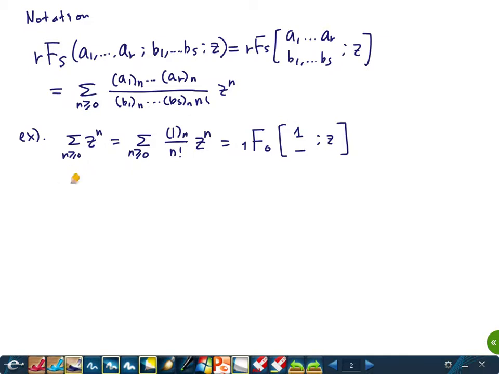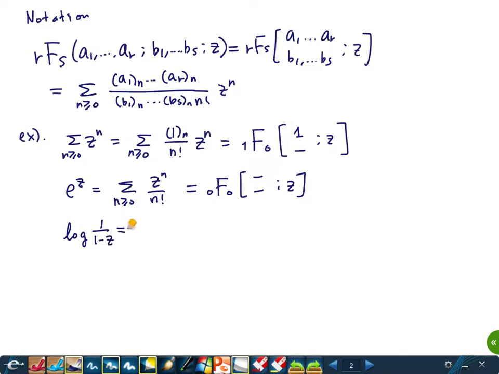And what about e to the z? This is z to the n over n factorial. Now this is already of this form. Only we have nothing in the numerator and the denominator. So it's 0F0, nothing, nothing, z. All right? And the log function. It has an expansion like this: z to the n over n.